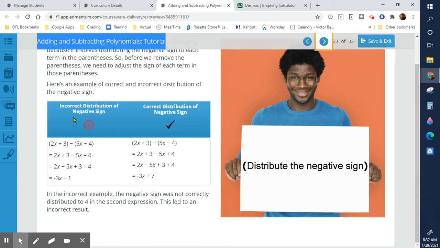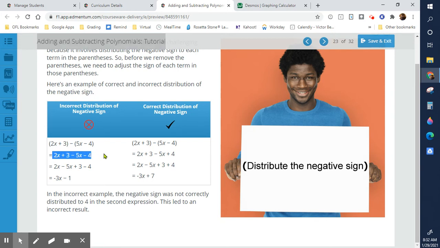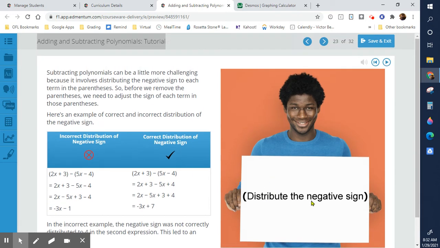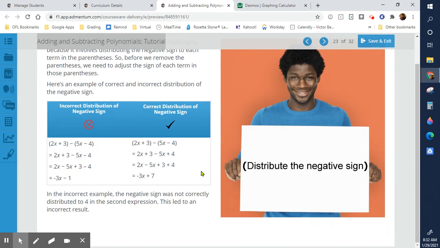So with negative signs, you have to remember to distribute. A lot of people just remove the parentheses. Don't do that. You can see here what happens. So this guy's reminding you, distribute that negative sign. So you want to definitely distribute the negative sign.